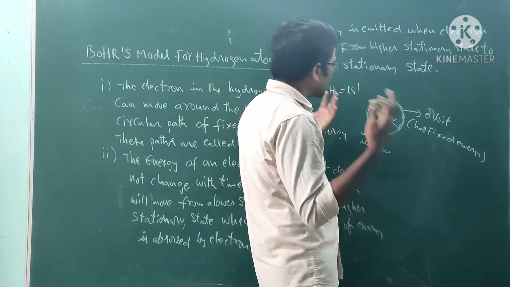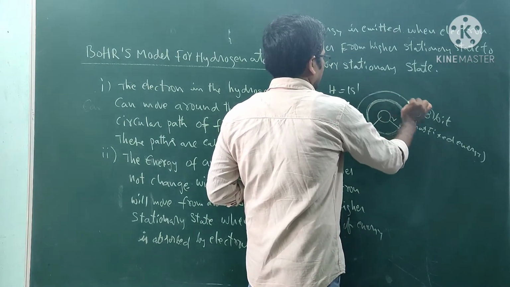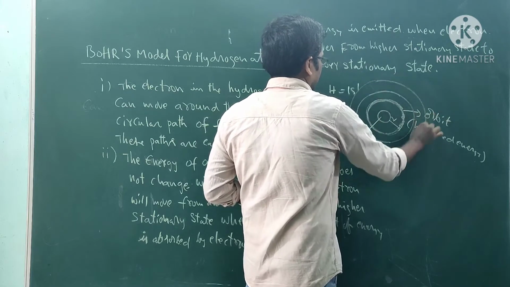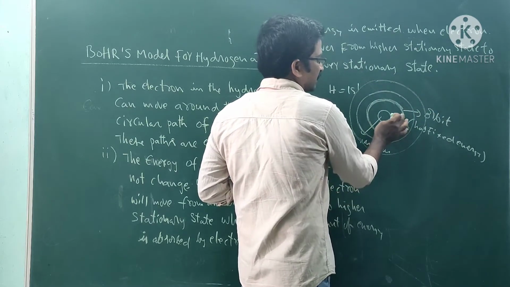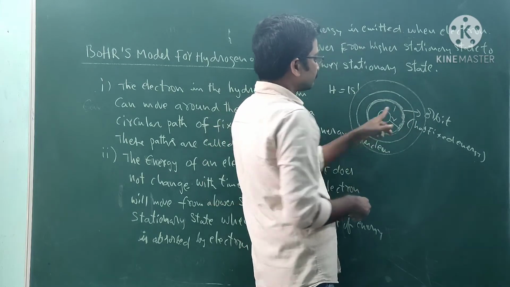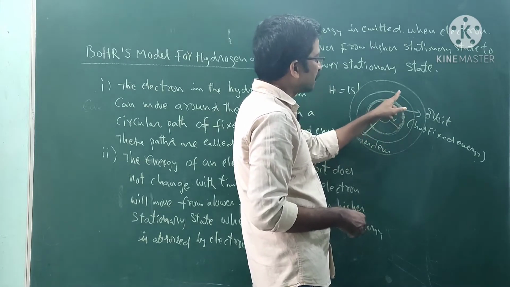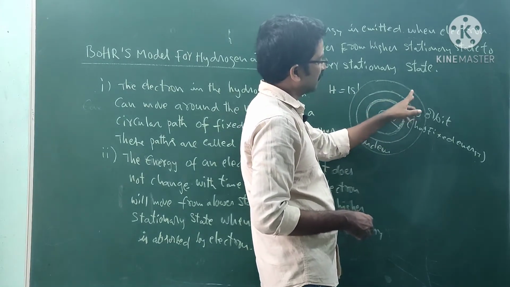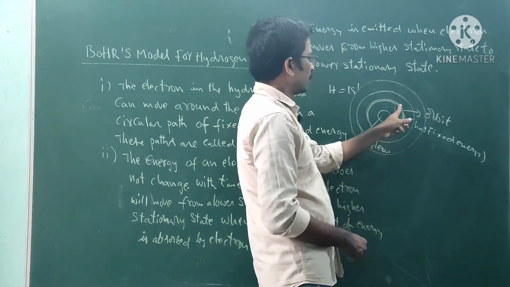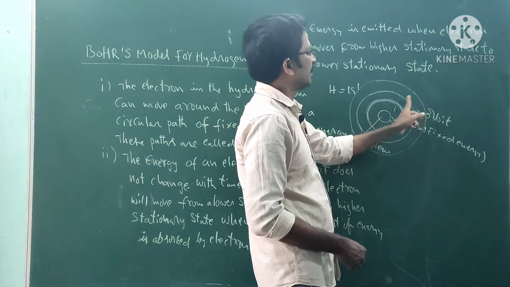There are other orbits also present like this, but the electron is present only here. 1s1, this is 1. The electron only circulates here. This path and this path are also called orbits. First orbit, second orbit, third orbit; these are known as orbits.